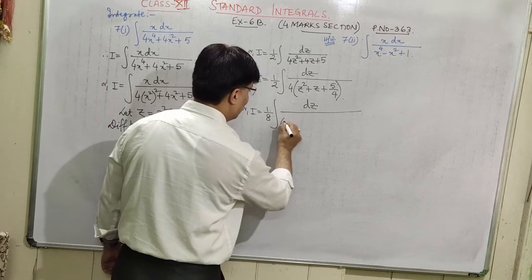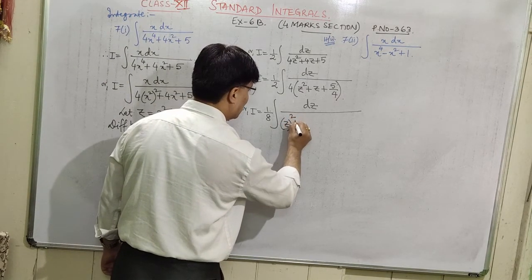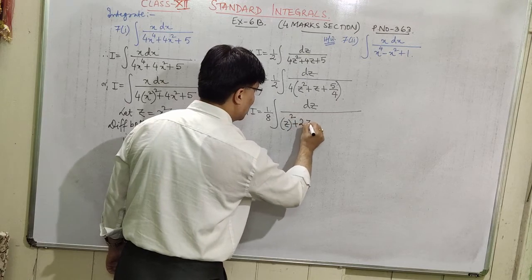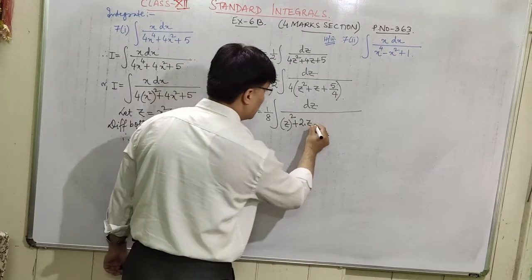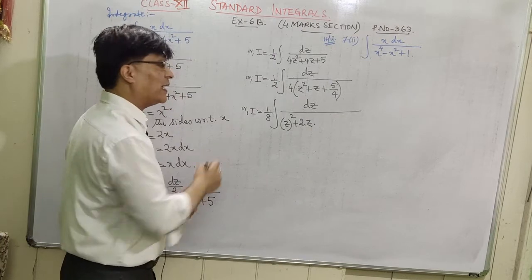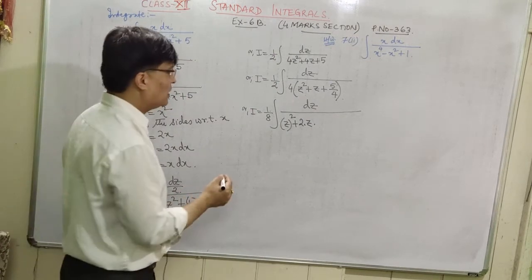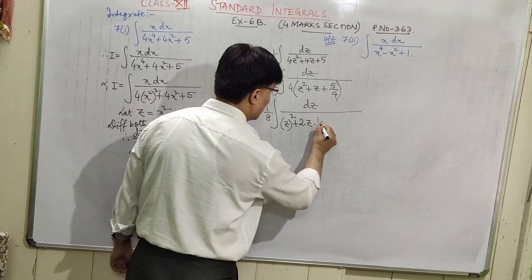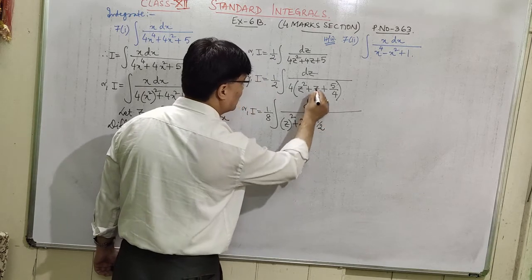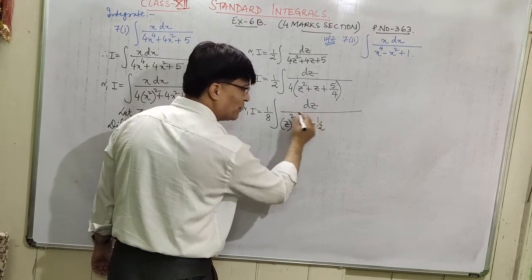So what is a whole square? It is z whole square plus 2 into what is a? Z. What should be the value for b here so that we can have z only? It is half, isn't it? So half. So 2 will be cancelled and you will get only z. Here the value for b is half.